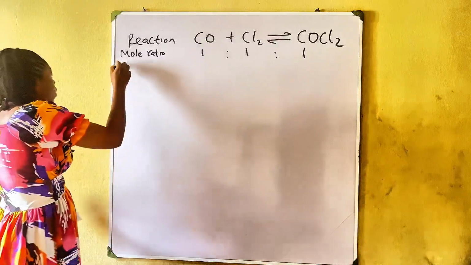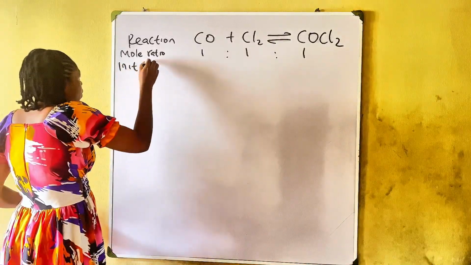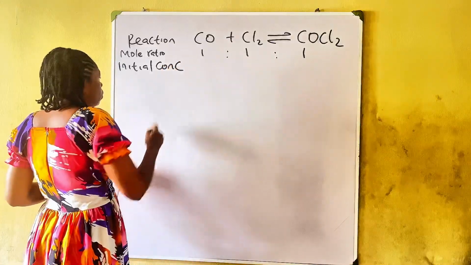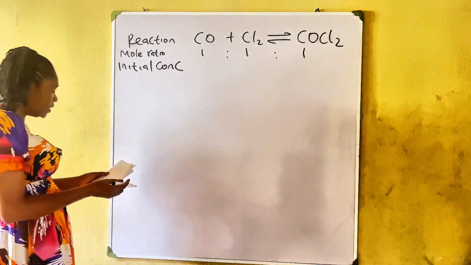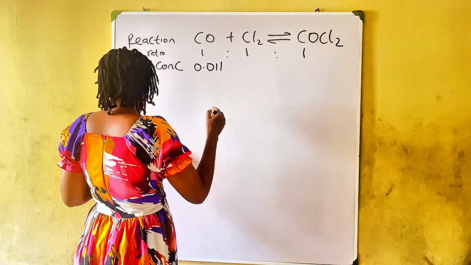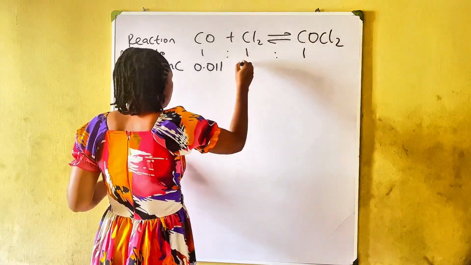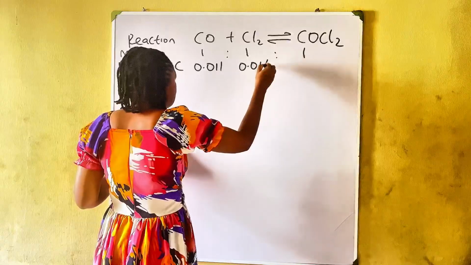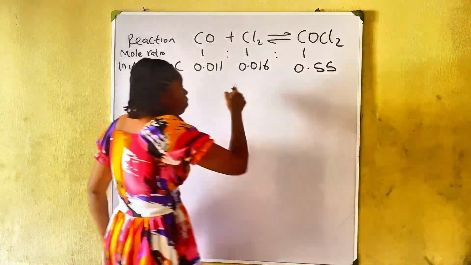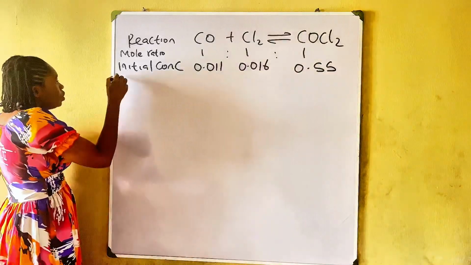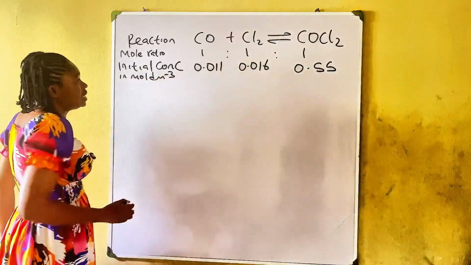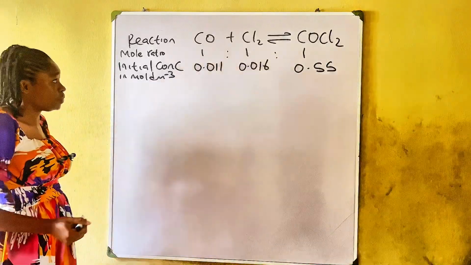All right. So next thing we're going to look at is initial concentration of the reactant and product. We're given carbon 2 oxide to be 0.011, that of chlorine is 0.016, and this one is 0.55, all in mole per dm cube. So that is the initial concentration in mole per dm cube. Next, we're going to look at change in concentration.